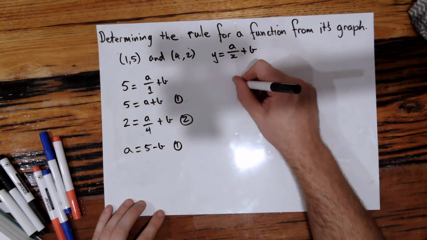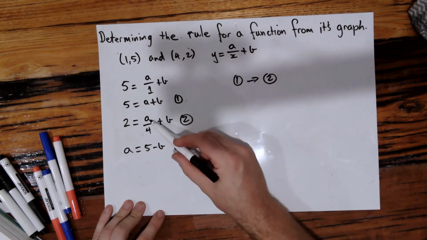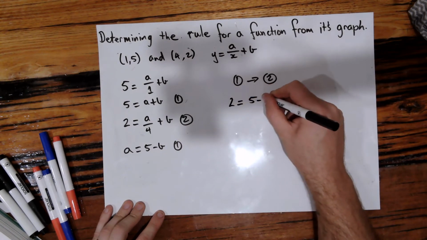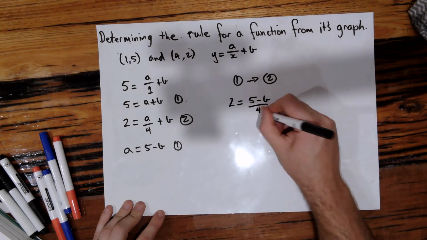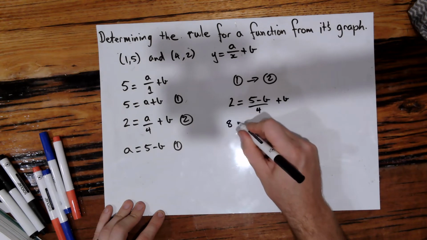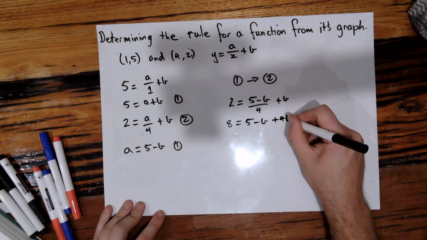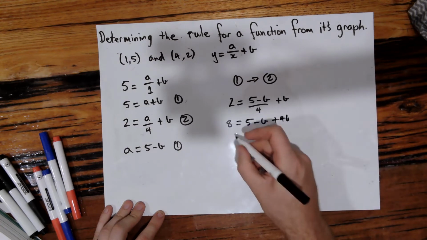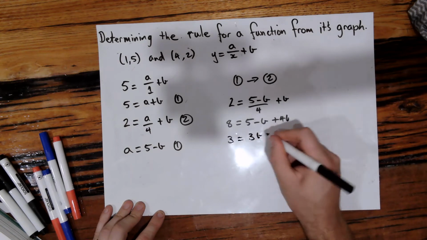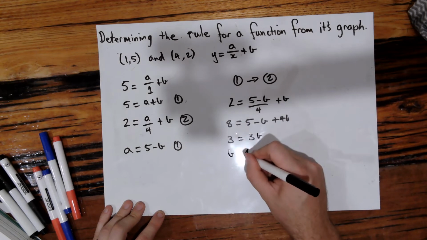And now I'm going to start over here. I'm going to go equation 1 getting subbed into equation 2. So everywhere I've got a, I'm going to put 5 take b. So I'm going to have 2 equals (5 minus b) over 4 plus b. And I'm going to times everything by 4. So I'm going to get 8 equals 5 minus b plus 4b. So I'm going to take my 5 away to leave me with 3. Minus b plus 4b is going to give me 3b. Divide by my 3, I'm going to get b equals 1.